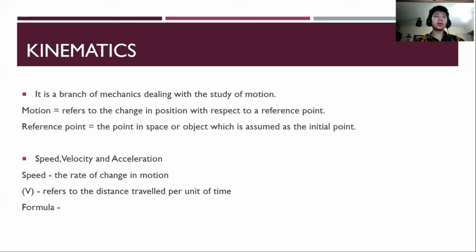In kinematics, there are three branches, which are speed, velocity, and acceleration. What is speed? Speed is the rate of change in motion. What symbol represents speed? It is v. It refers to the distance traveled per unit of time. And the formula is v equals s over t.